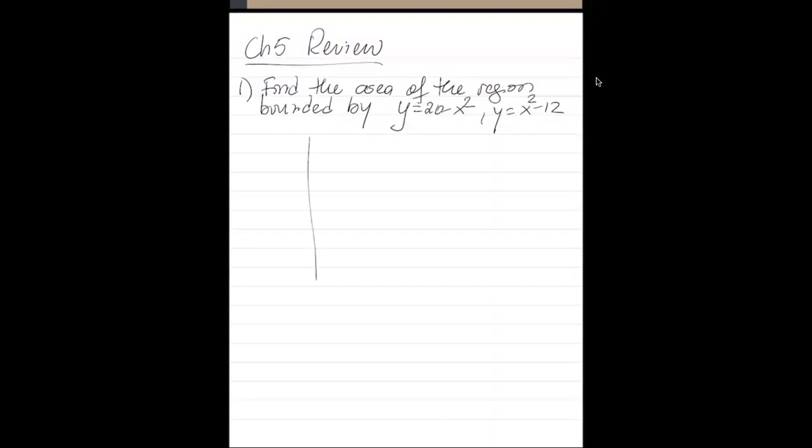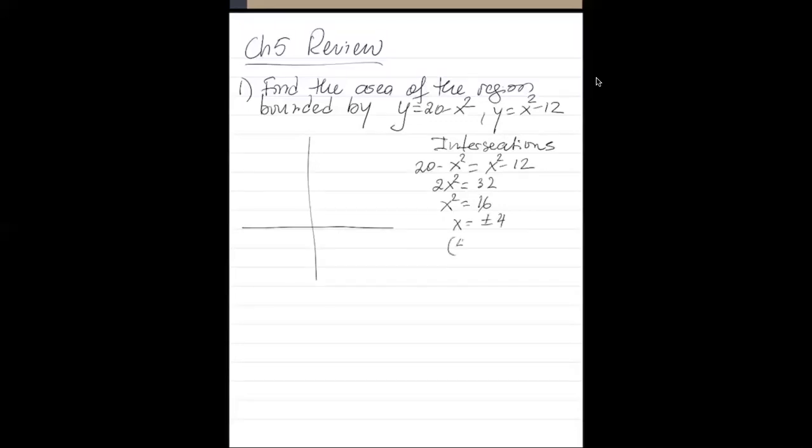We need to sketch them roughly. And before we sketch them, I need to find the intersection, where they cross each other, the points of intersection. So set them equal to each other, like a substitution. Put everything with x squared on one side, and you're going to have 2x squared equals 32, divide by 2, x squared equals 16, x equals plus minus 4.